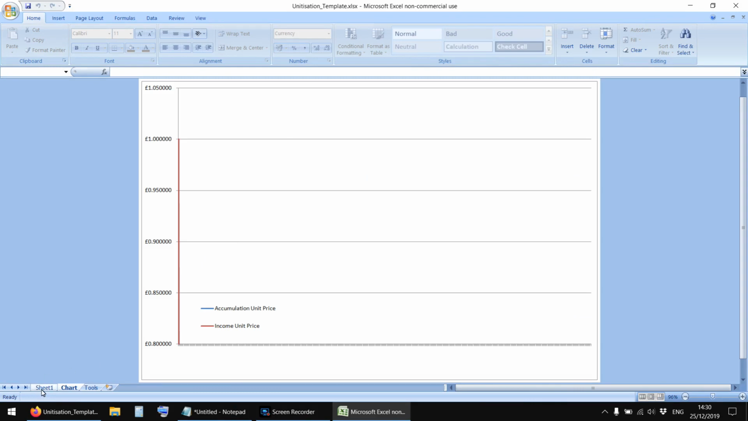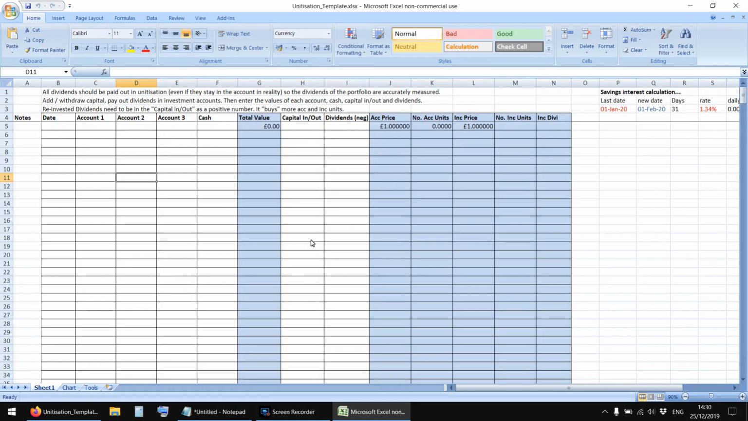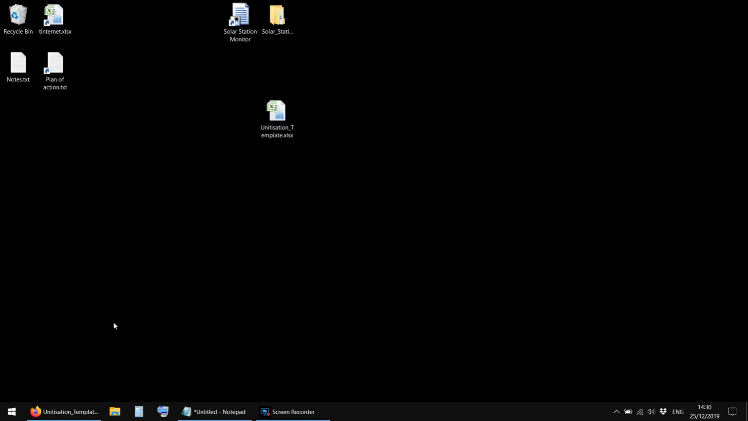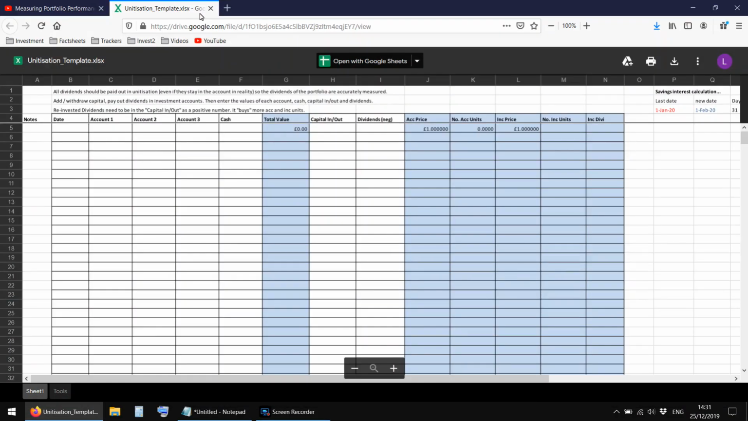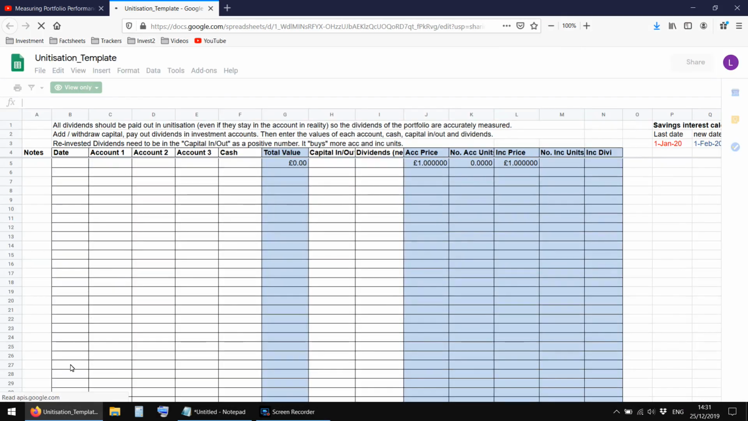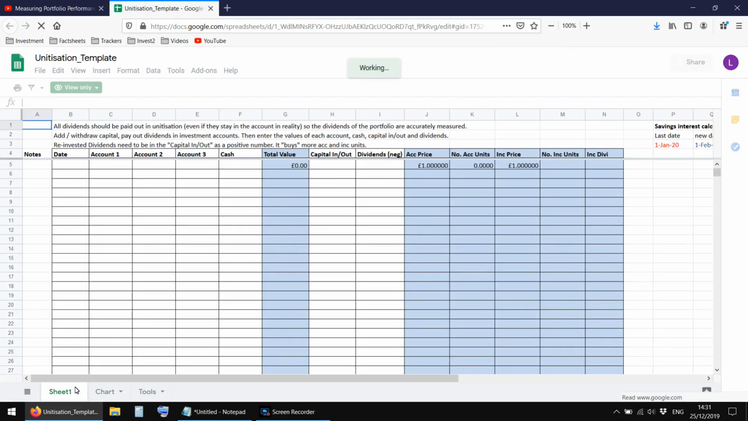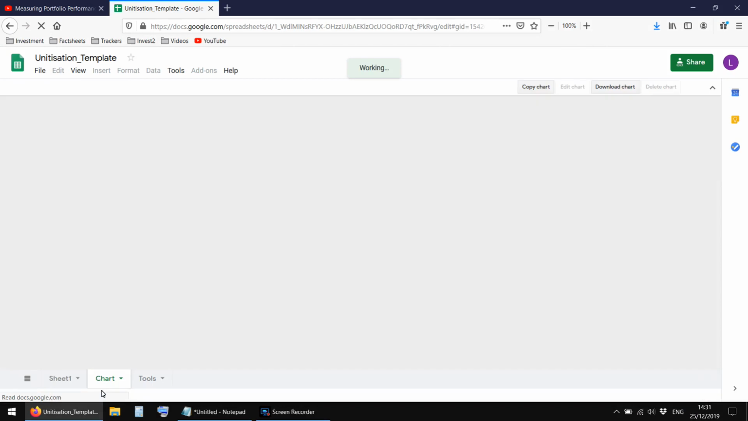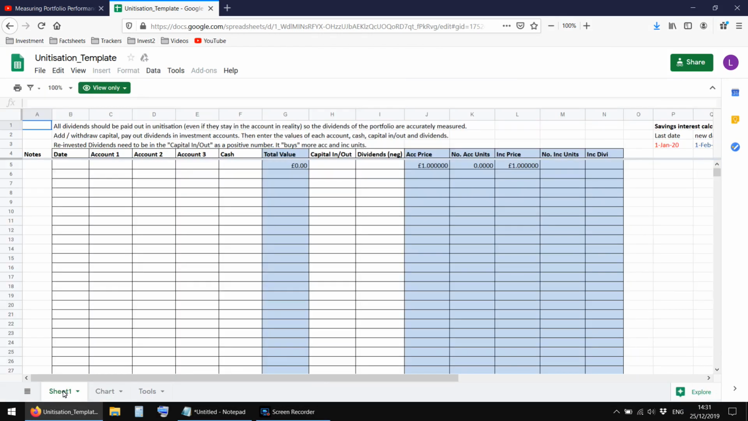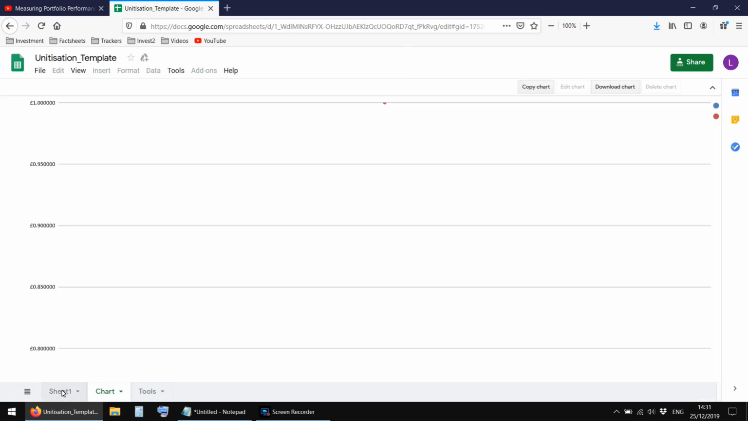Using Google Sheets, for some reason, if I use Google Sheets and download it to Excel, it messes up the chart. But using that first link, the chart works okay in Excel. And then using the second link, if you just want to carry on using Google Sheets, for some reason the chart works okay in Google Sheets if you use Google Sheets. But if you download this file from Google Sheets to your computer, the chart messes up.